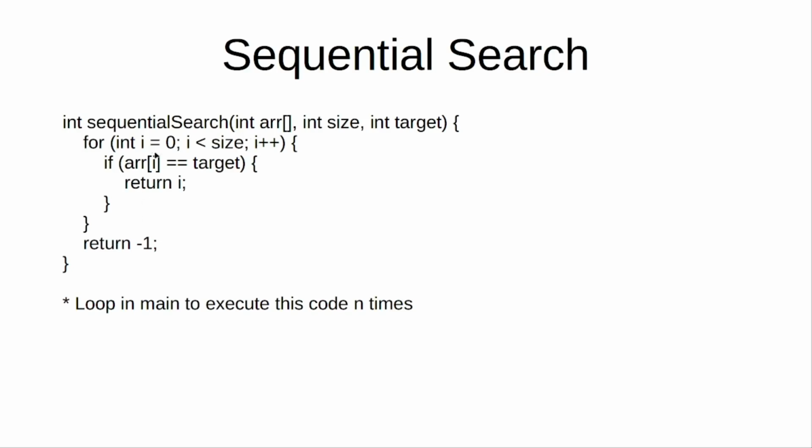So if the array at that location is the target, return i, and keep going, right? And if this never finds a match, then this portion here where we say return -1 is going to execute.